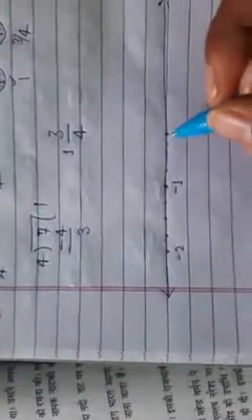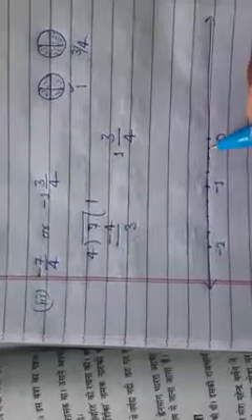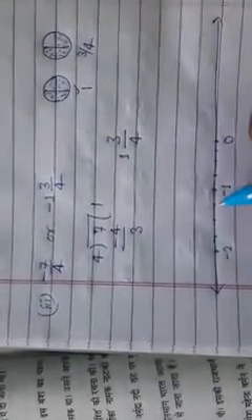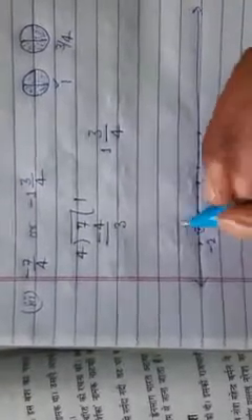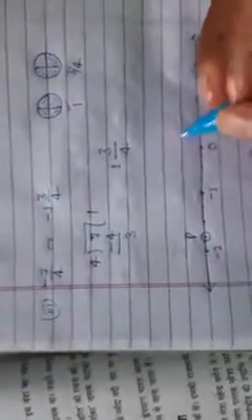Now reach to 7. So this will be 0 upon 4, minus 1 upon 4, minus 2 upon 4, minus 3 upon 4, minus 4 upon 4, minus 5 upon 4, minus 6 upon 4, and this will be minus 7 upon 4. P represents minus 7 upon 4. This is the solution, students.